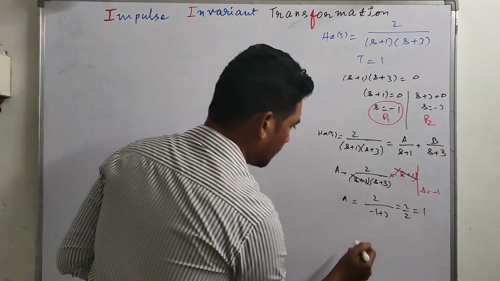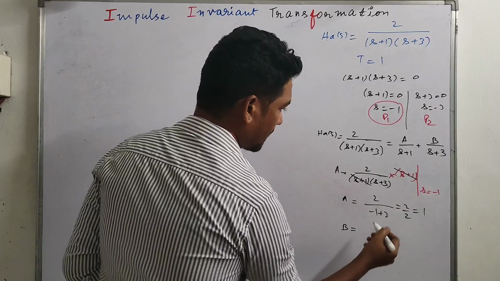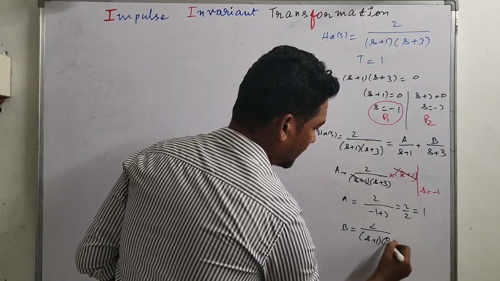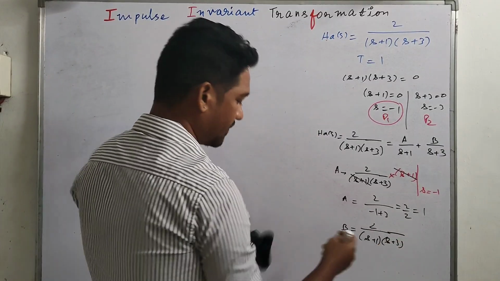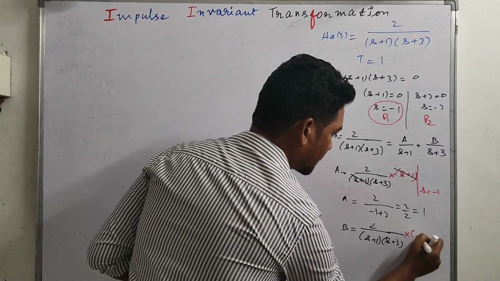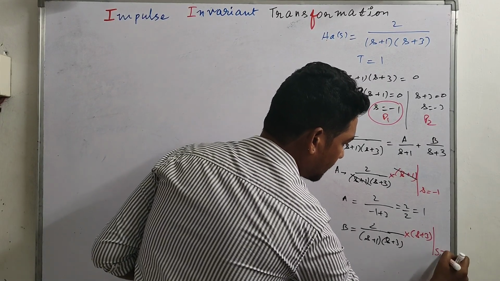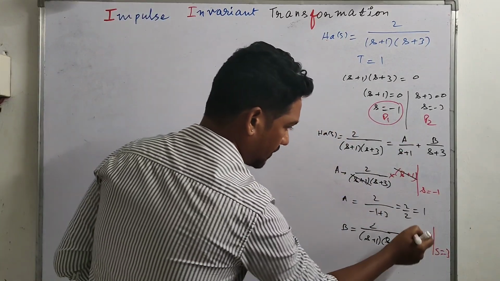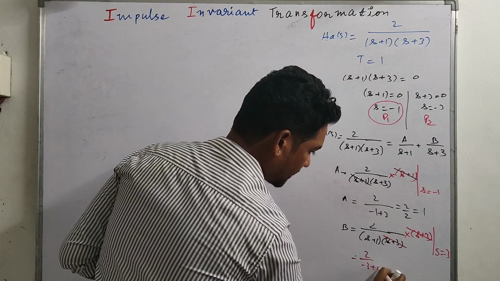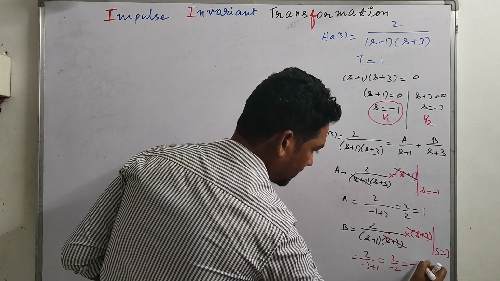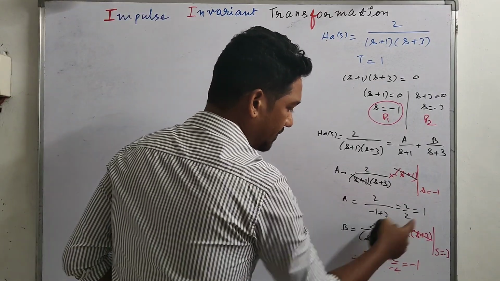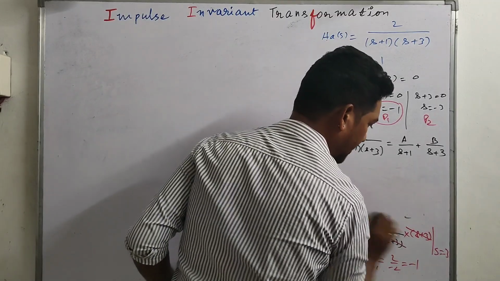And how to evaluate b? B equals the same thing, the same transfer function, 2 upon s plus 1 into s plus 3. This transfer function is multiplied with s plus 3, subjecting s equal to minus 3, this pole. Alright, so s plus 3 gets cancelled, and 2 upon s plus 1 is plugged in with minus 3, so it's 2 upon minus 2, and so the final b value is minus 1. And so plugging in those values, a is 1 and b is minus 1. Remember this one, a is 1 and b is minus 1.